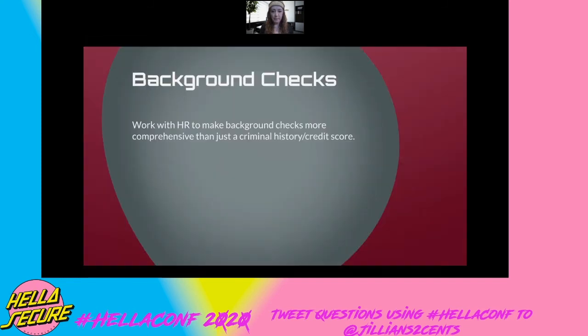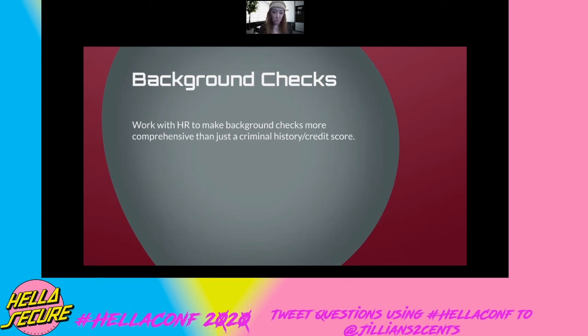And background checks. We talked a little bit about rogue developers or even rogue employees. One thing I have noticed with a lot of companies in general is their background check tends to be limited to a criminal history and credit score. If you can work with your HR department or recruiting company to make sure that those background checks are more comprehensive, that will go a long way to prevent things like nation state actors working for you and writing backdoors into your code.